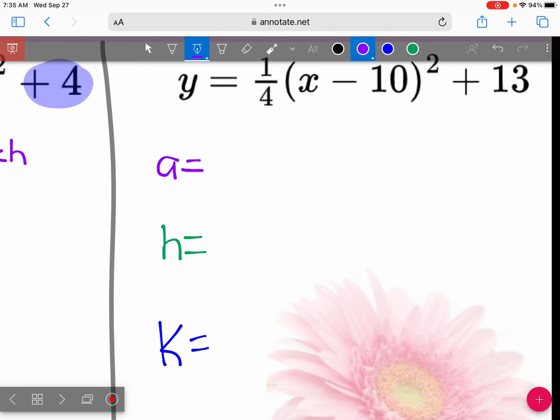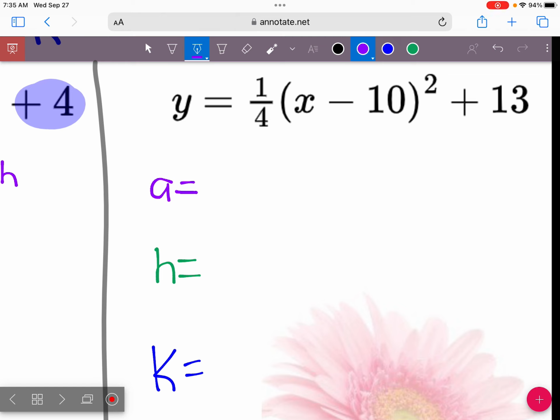All right. So what is our A value here? 1/4. It's 1/4, which means what's happening transformation-wise? Because it's just so little and cute, I want to squish it. It's compressed.